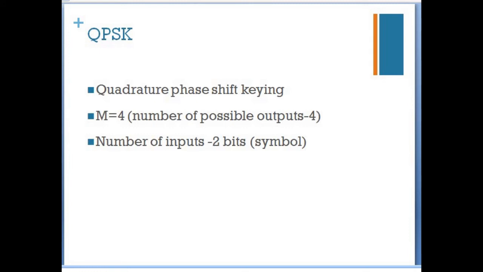Next one is quadrature phase shift keying. Quadrature phase shift keying, QPSK, is an angle modulated constant amplitude digital modulation technique with 4 possible output phase changes. To get 4 possible phase changes, we have to apply 4 different input combinations. So the input combinations may be 00, 01, 10, or 11.